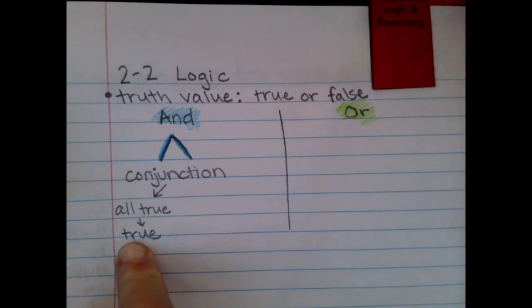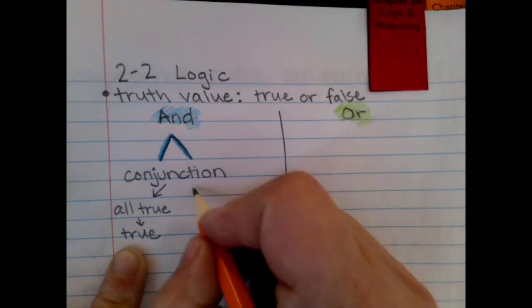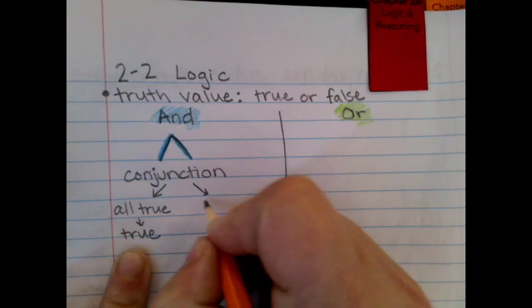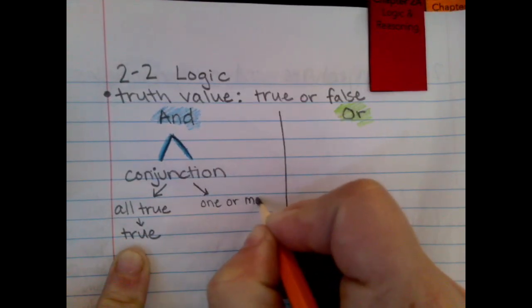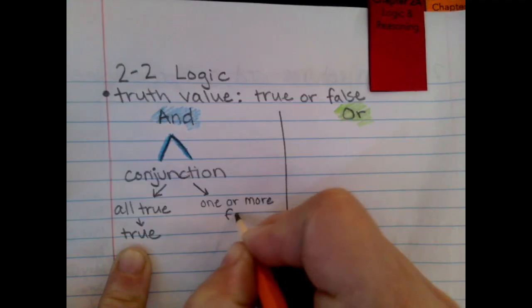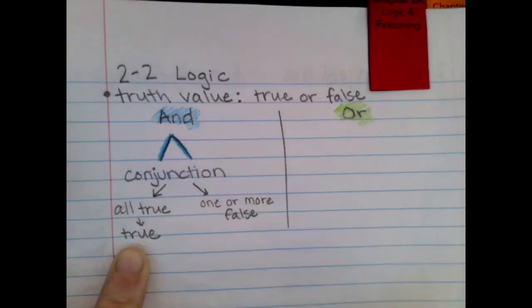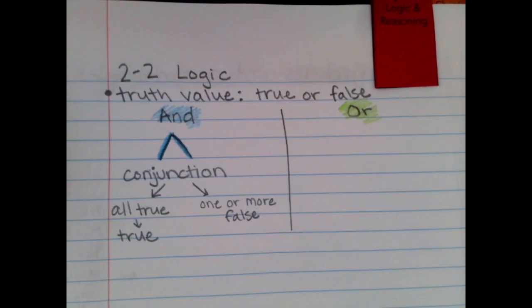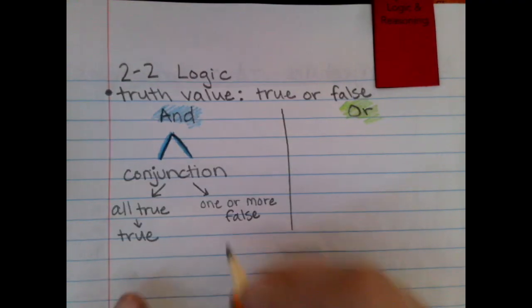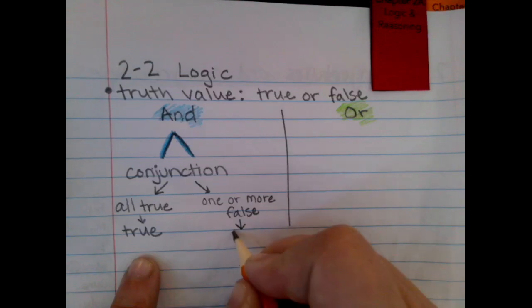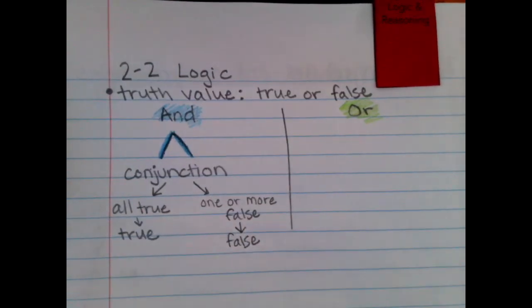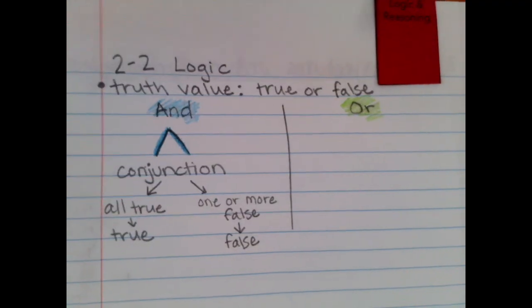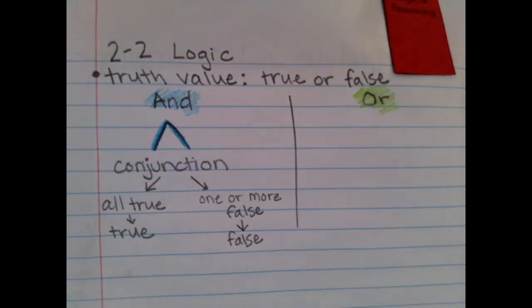Okay, but if one or more are false, there's one or more things you didn't do of her list of things she wanted you to do. So you did the dishes, but you didn't clean your room. Is that good enough? No. So that is going to be false. With an and statement, we want all of it to be true. We're saying this and that. We're putting them together.